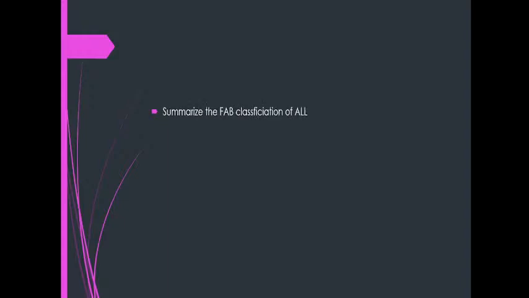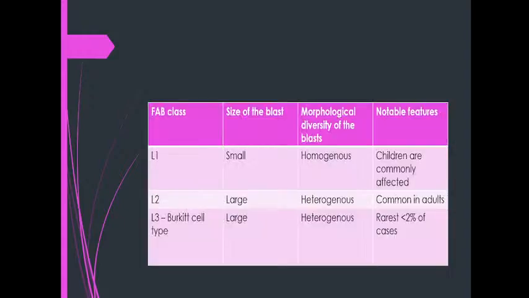Alright. Now, we're going to go back to the basics, of course. FAB classification, the easiest one that you will encounter. It's still asked in the board exams, and we're still going to include it in this discussion of ALL, acute lymphoblastic leukemias. FAB classification has 3: L1, L2, L3, or Burkitt cell type. How do we differentiate it? Based on the size of the blasts. The smallest blasts are in L1. Large ones are seen in L2 and L3.